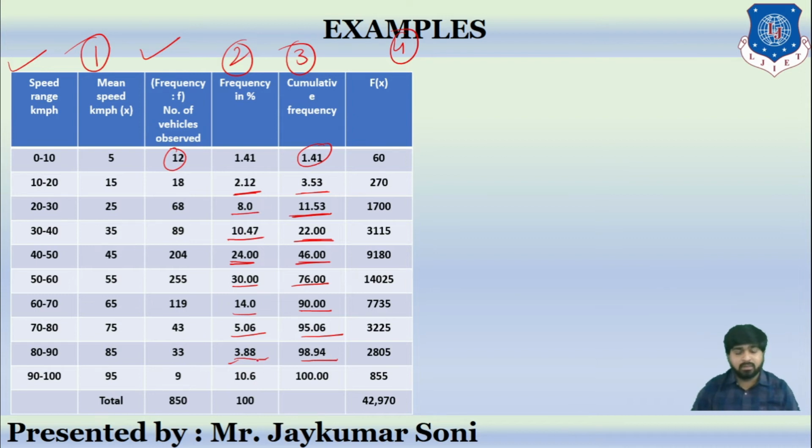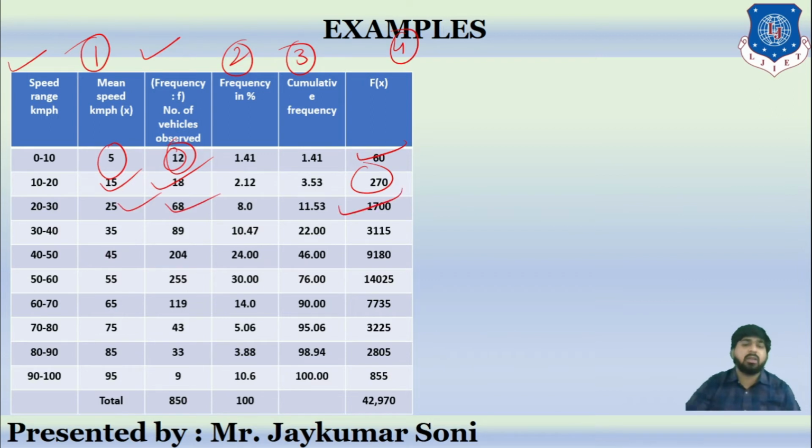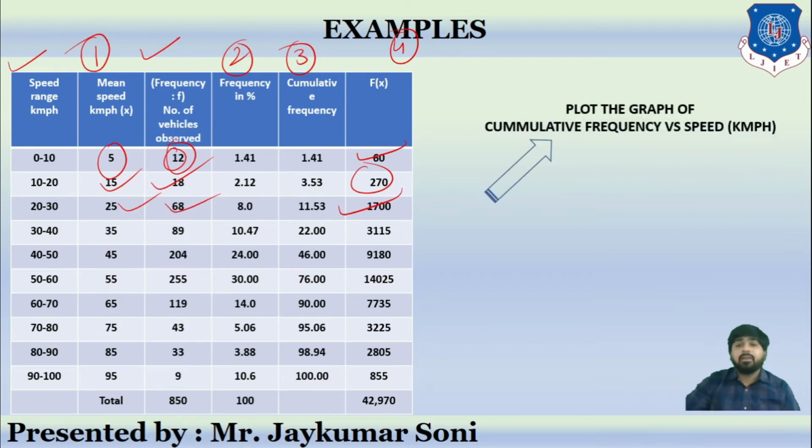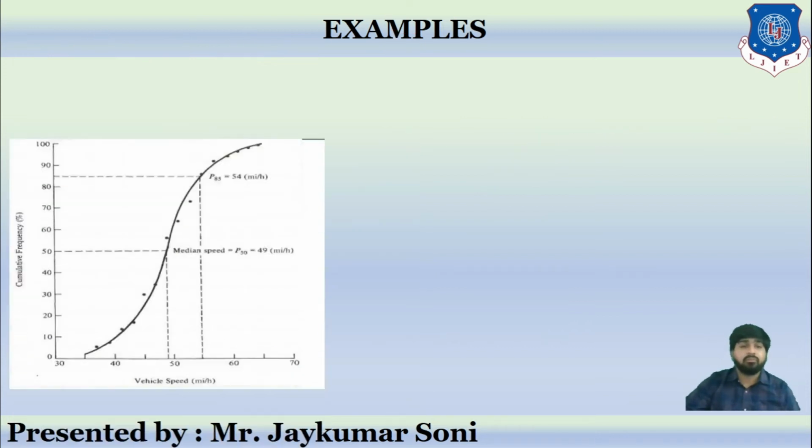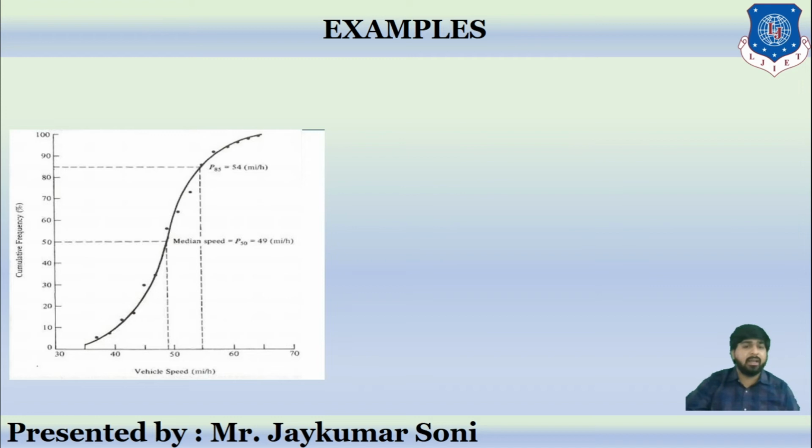this is some kind of error, I guess. This is how it can be achieved. And then we have to multiply this f with this: 15 into 18 is 270, 25 into 68, this. So this is how it can be got. Then we will plot the graph of cumulative frequency versus speed. So it would look like this.